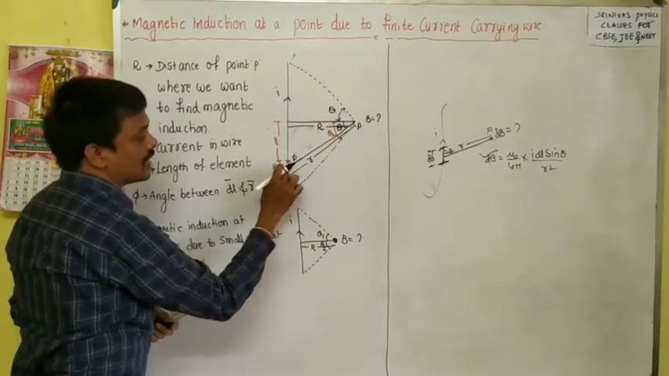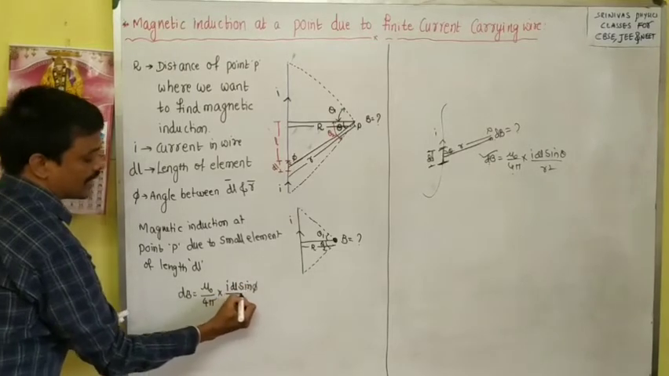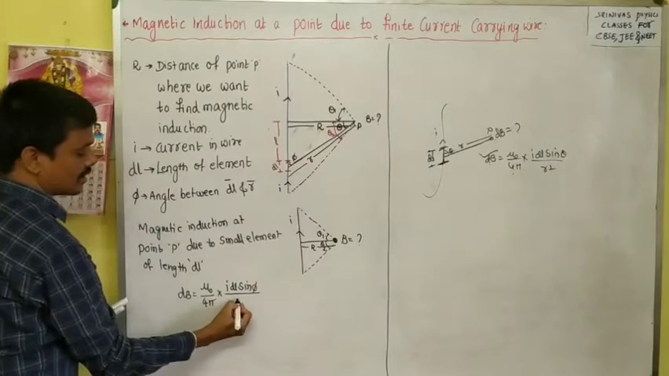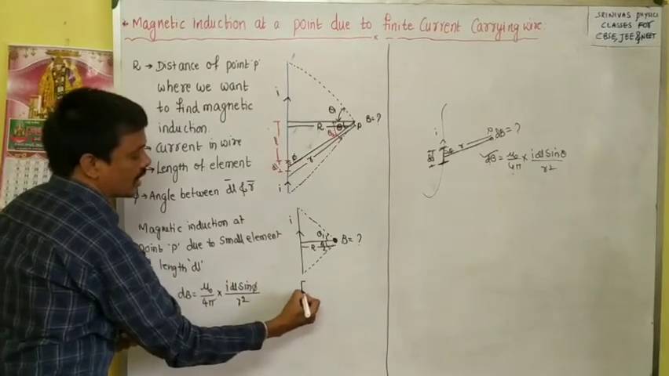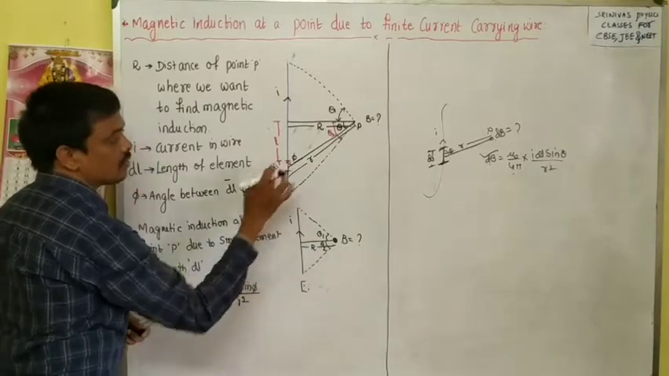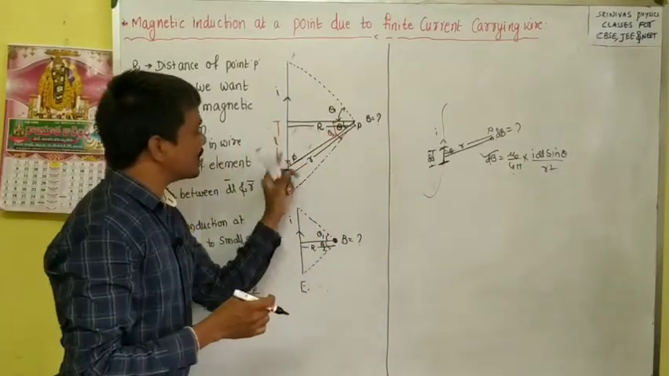Theta is the angle between dl and r. But here theta is not there, phi we have to write: I dl sin phi by r square. The distance is again r. Why, in the formula we have theta, but here theta is equal to phi, the angle between dl and r, and the angle between dl and r is phi here.